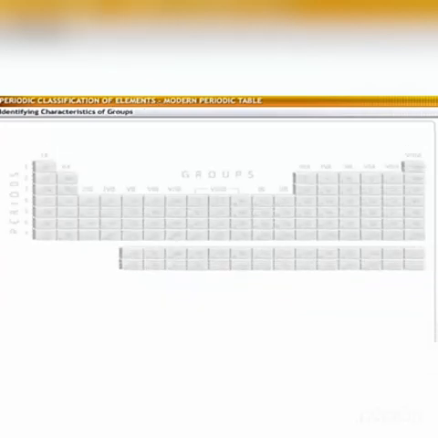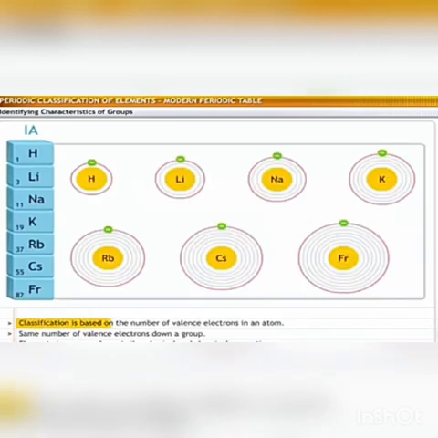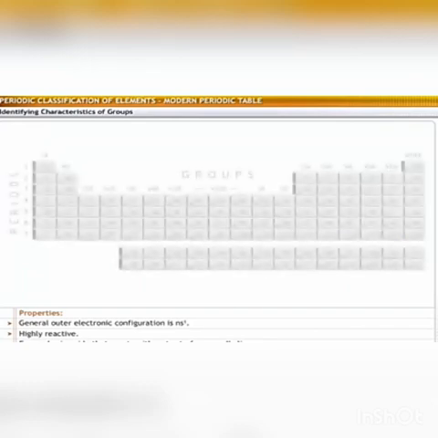In addition to the 7 periods across, the periodic table is classified into 18 groups vertically. The classification in groups is based on the number of valence electrons in an atom. The number of valence electrons of elements down a group is the same. Therefore, the elements in a group show similar physical and chemical properties. Let's take a quick look at the properties of the elements in each group to examine their similarities.